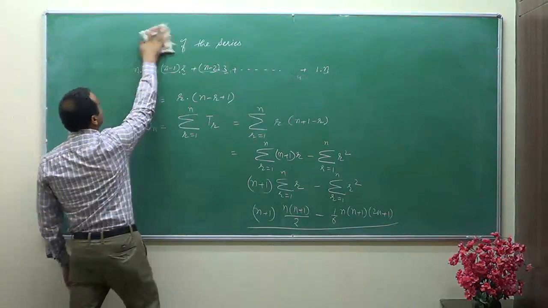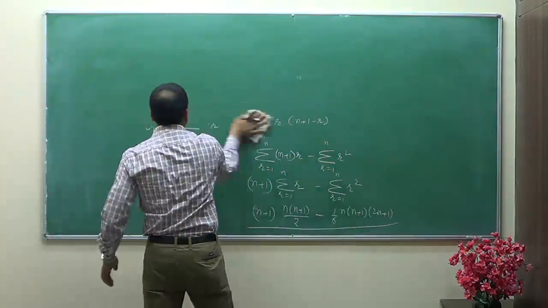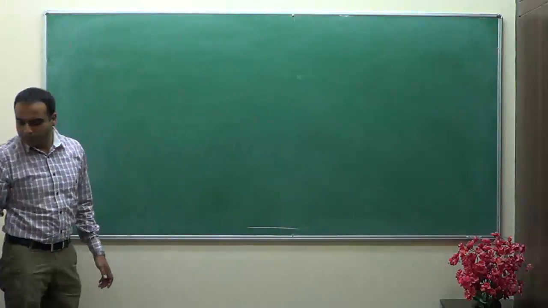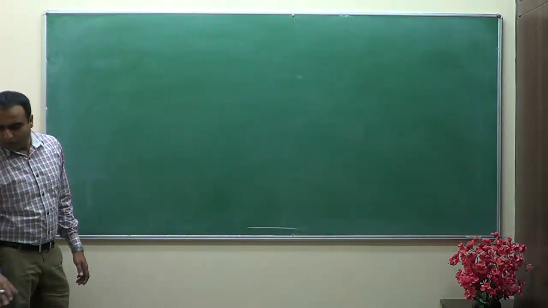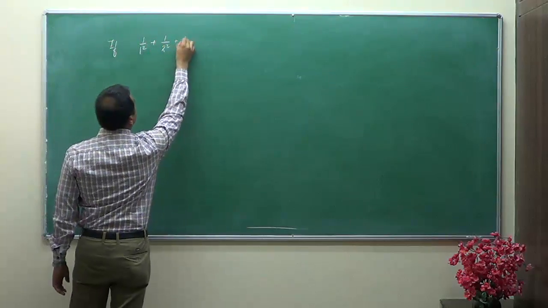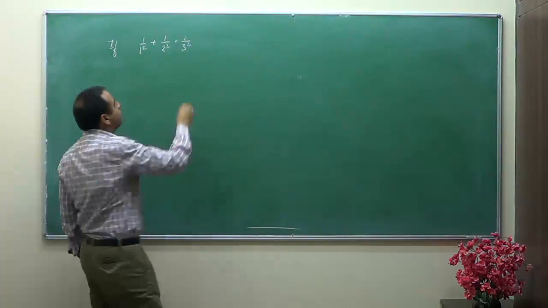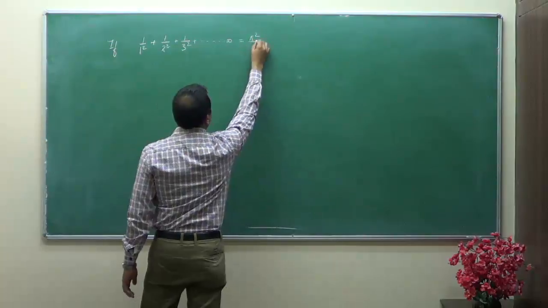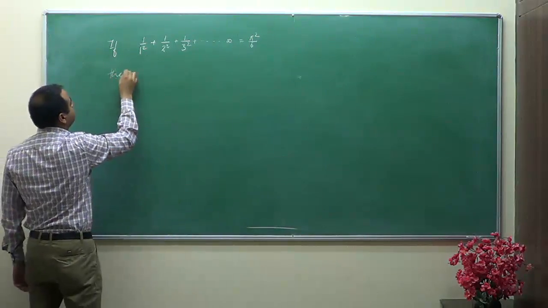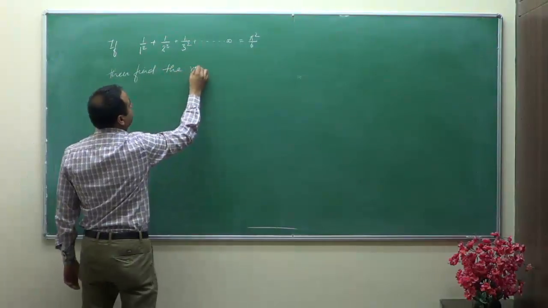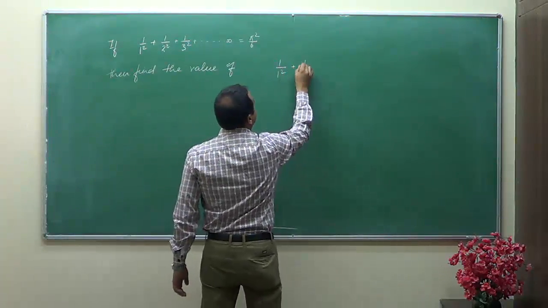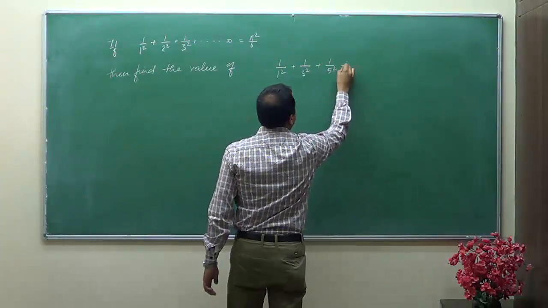Write down the next question. If 1 over 1 square plus 1 over 2 square plus 1 over 3 square plus and so on up to infinity is equal to pi square upon 6, then find the value of 1 by 1 square plus 1 by 3 square plus 1 by 5 square and so on.